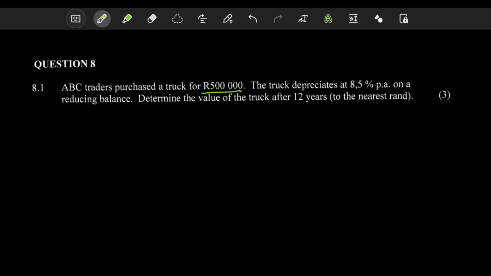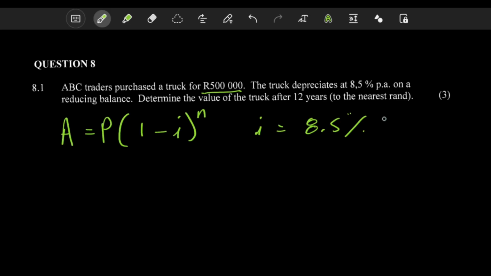This is quite easy because firstly, the value of the truck is getting lower and lower and lower. So we use the reducing balance. Interest, they said it is 8.5% per annum. They didn't say compounded monthly, so it's just 8.5% like this. I always put the percentage symbol. You can put 8.5 over 100 if you want, or 0.085.